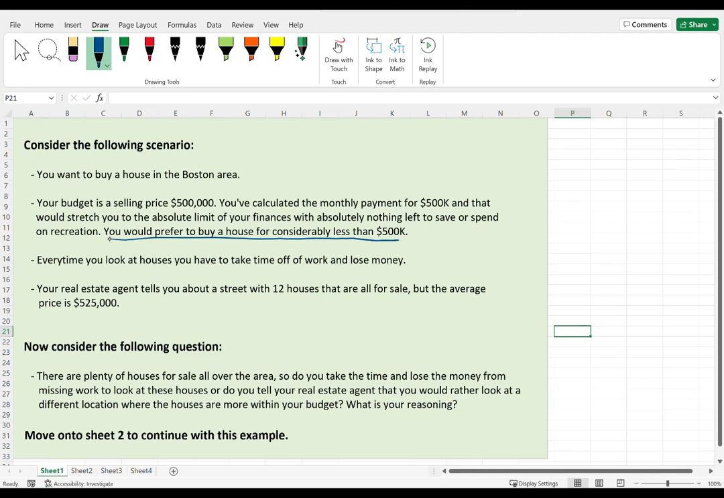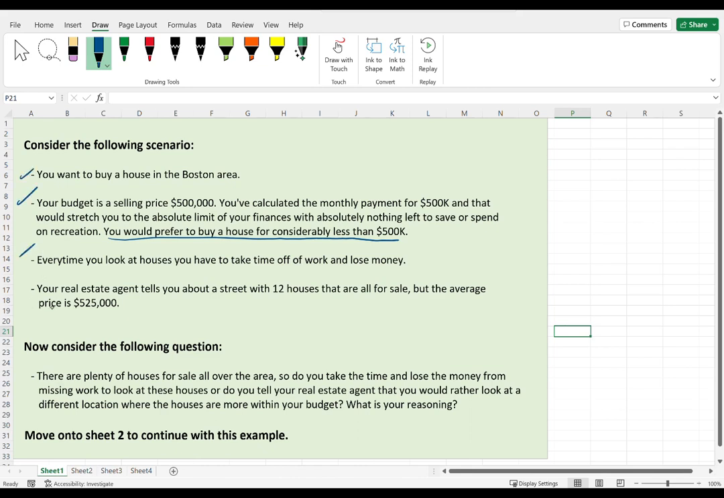Now, looking for a house is very time consuming and very stressful. And let's say for this example, every time you look at houses, you have to take time off from work and lose money. Okay, so that's the key. You can't just look at houses whenever you want with no consequences. You have to be strategic. Now you're working with a real estate agent. So we've talked about these.